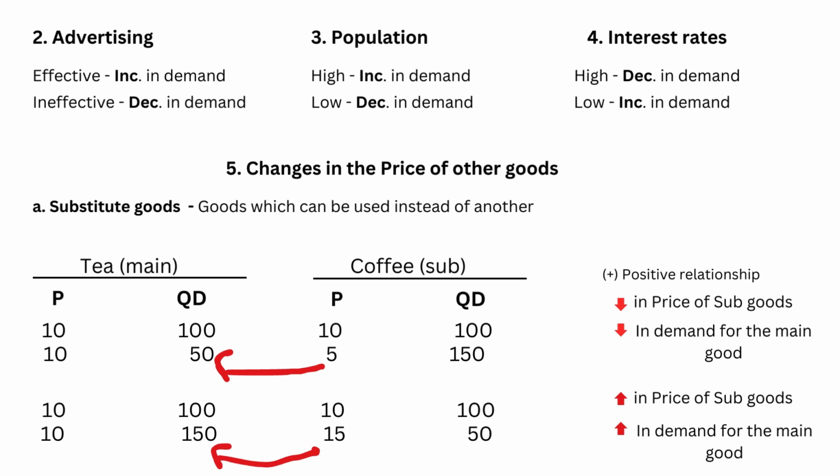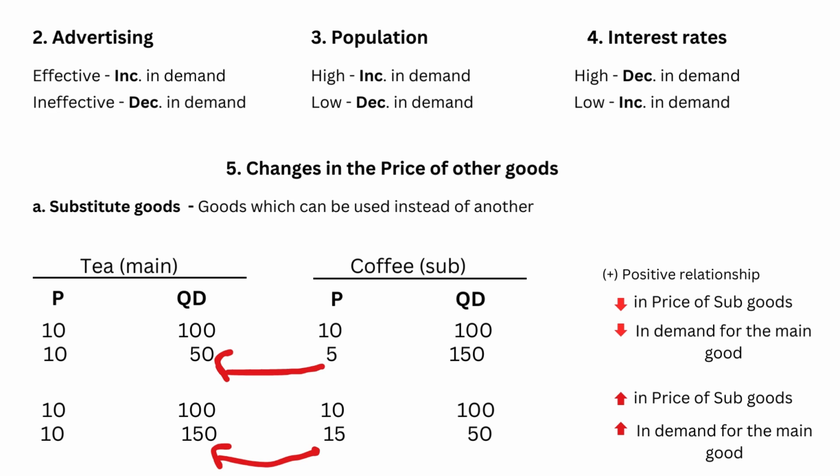Now, if you take advertising, effective advertising will increase the demand and ineffective advertising will decrease the demand. It is the same for population. Higher population will increase the demand and lower population will decrease the demand. These are very easy ones. And for interest rates, higher interest rates will decrease the demand and lower interest rates will increase the demand. So the fifth topic is changes in the price of other goods.